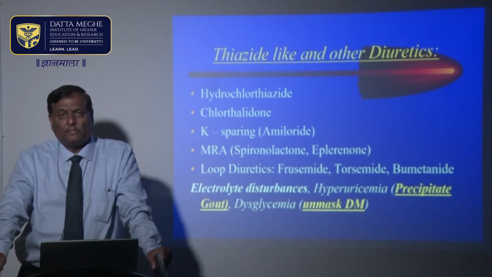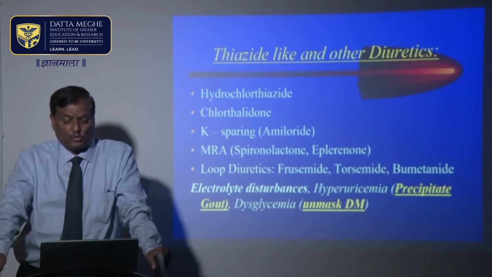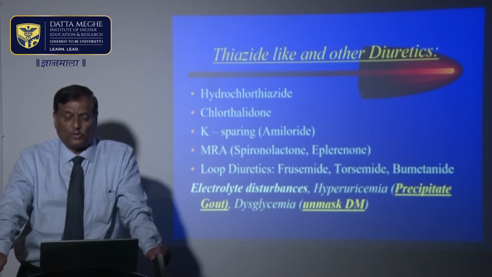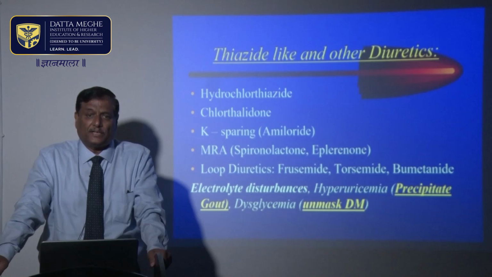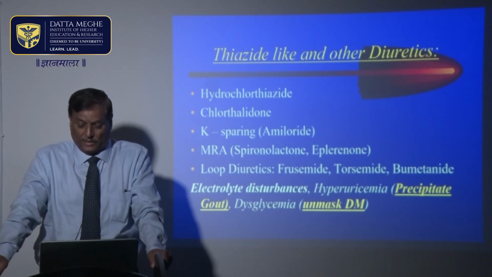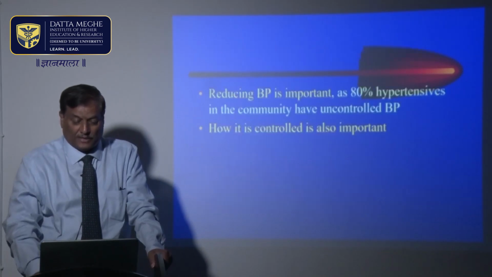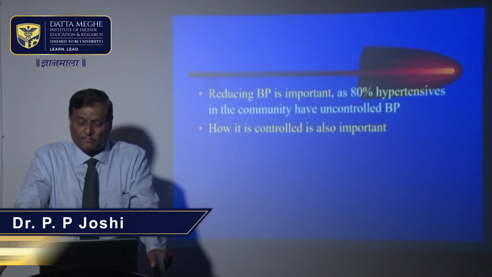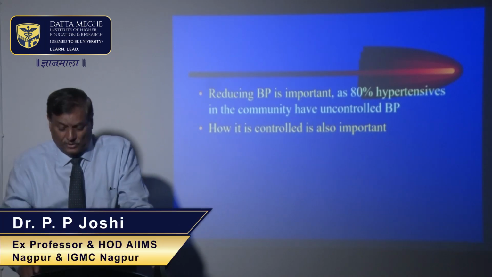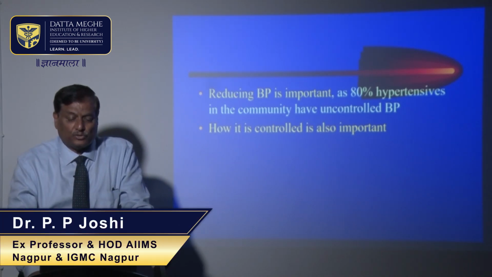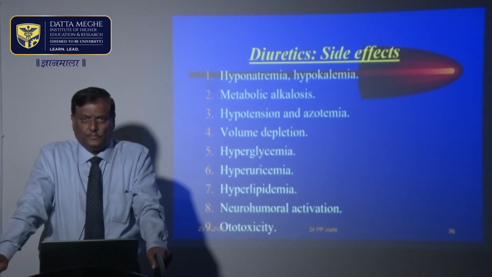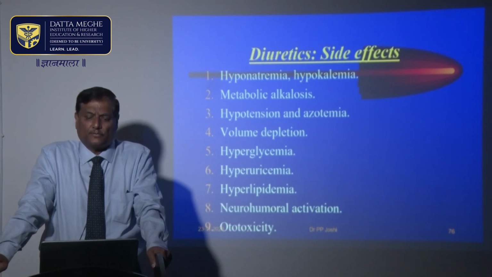It's important to remember that these thiazide-like diuretics or loop diuretics can cause electrolyte imbalance. They can also cause hyperuricemia and can precipitate gout and cause dysglycemia and unmask diabetes mellitus. So, reducing blood pressure is important because 80% of hypertensives in the community have uncontrolled blood pressure, and how it is controlled is also important. We need to use drugs judiciously, and there are certain side effects of diuretics.